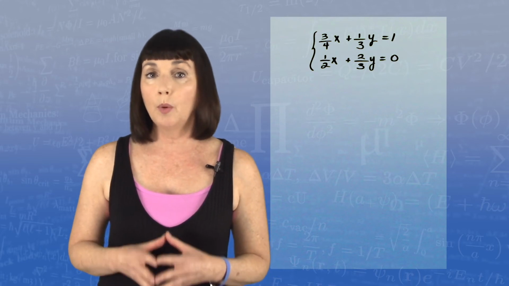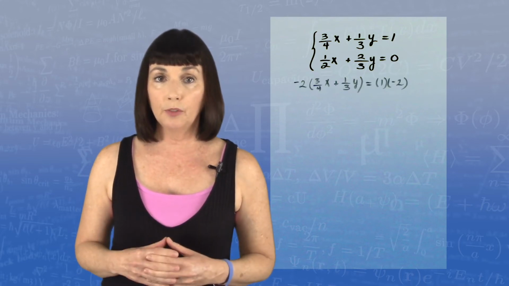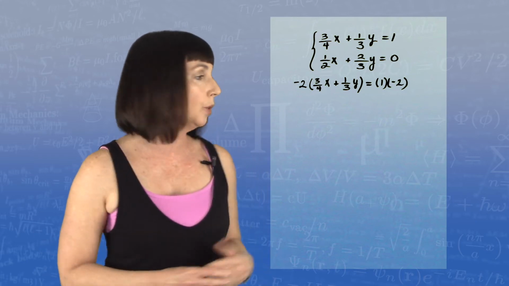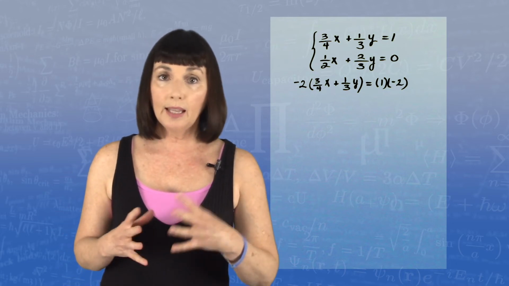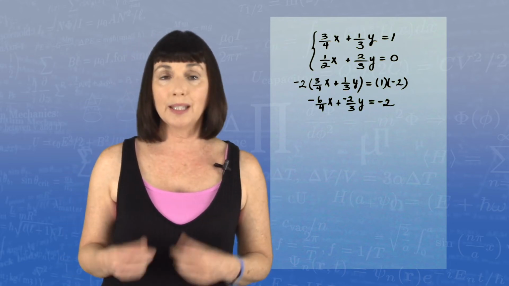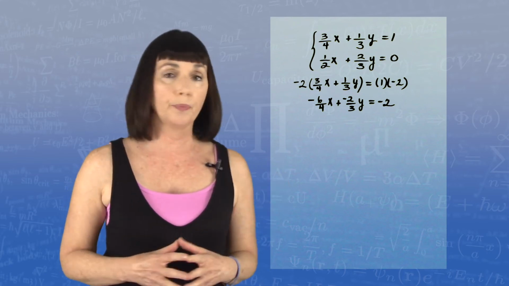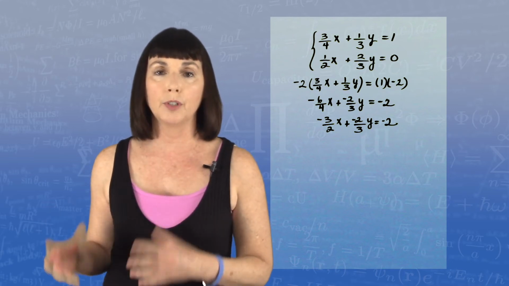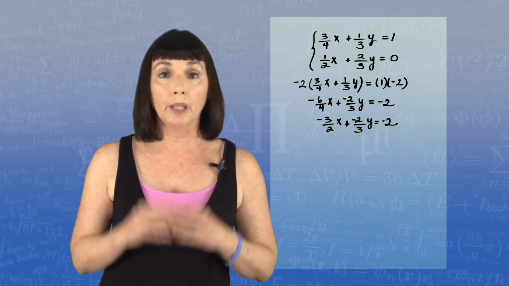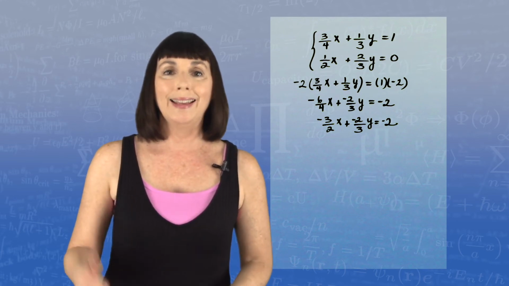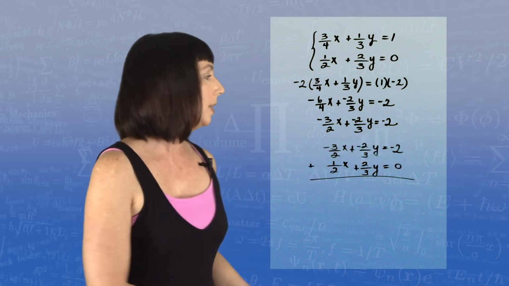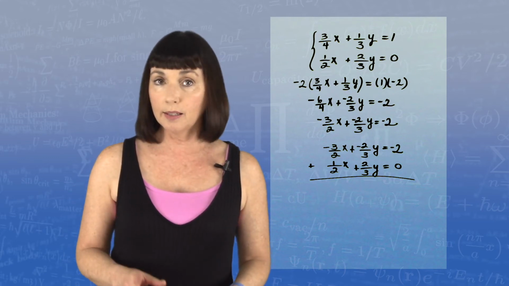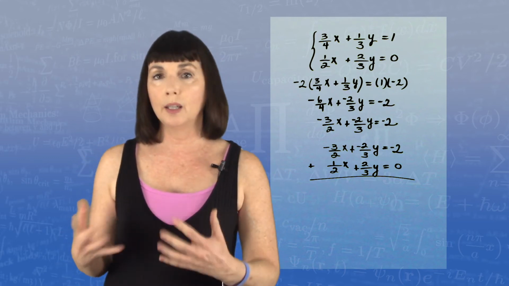What if I multiplied equation 1 by negative 2? That would give me negative 2 times quantity 3/4 x plus 1/3 y is equal to 1 times negative 2. That gives me negative 6/4 x plus negative 2/3 y equals negative 2. And reducing, I have negative 3/2 x plus negative 2/3 y equals negative 2. Okay, so I'm going to replace equation 1 in my system and then add together. So I have negative 3/2 x plus negative 2/3 y equals negative 2 plus 1/2 x plus 2/3 y equals 0.